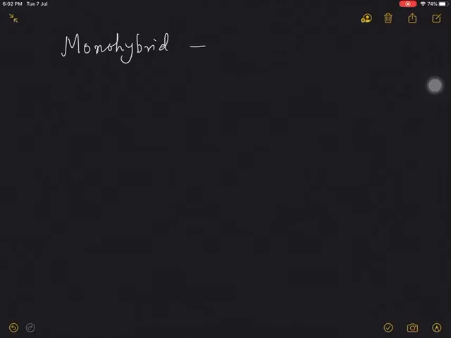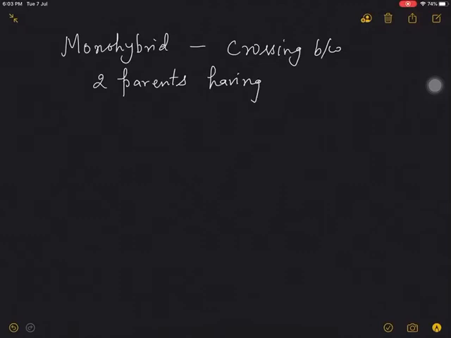Monohybrid cross means crossing between two parents having contrast character or trait. Clear? So this is known as monohybrid cross.